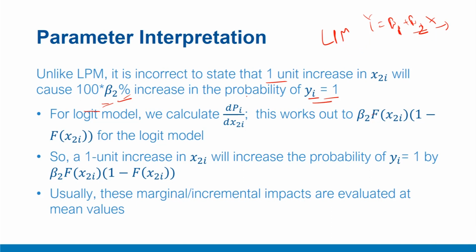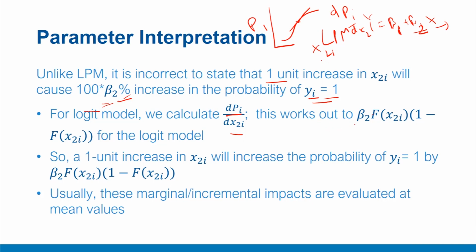This kind of statement we cannot make in the logit class of models, and like we discussed a few seconds ago in the previous slide, this has to be calculated in this form, dpi upon d of x2i, which is nothing but the slope. Remember, we computed the slope at any point. This slope represents, for a variable x2, dpi upon dx2, where on the y-axis we have pi, on the x-axis we have the x2i variable.